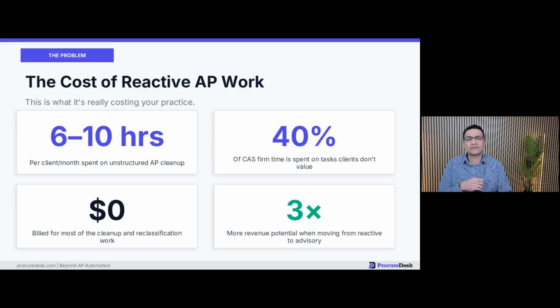Now, 40% of CAS time is spent on tasks clients don't value, in the sense that they're not paying you for that. You probably have a monthly fee for offering basic bookkeeping services, but if you have to do an additional 6 to 10 hours of work, you're not getting paid for it. Again, $0 bill for it. And there's this opportunity, which we will walk you through, in terms of how you can take that unpaid work and fix the problem through using our framework and increase revenue per client by up to 3x. So we'll get into more details on that one.